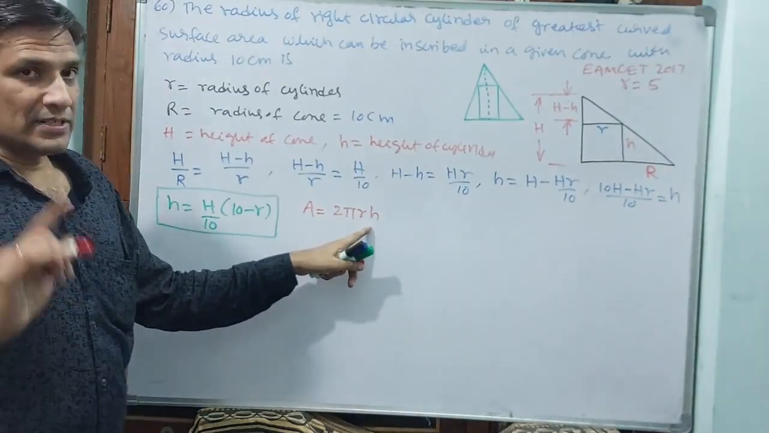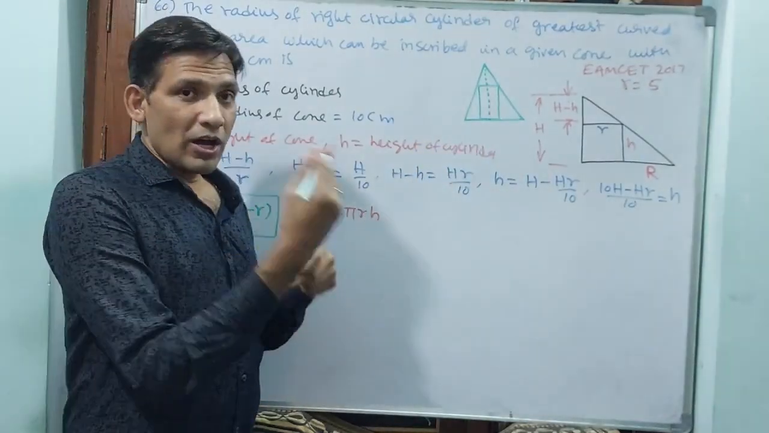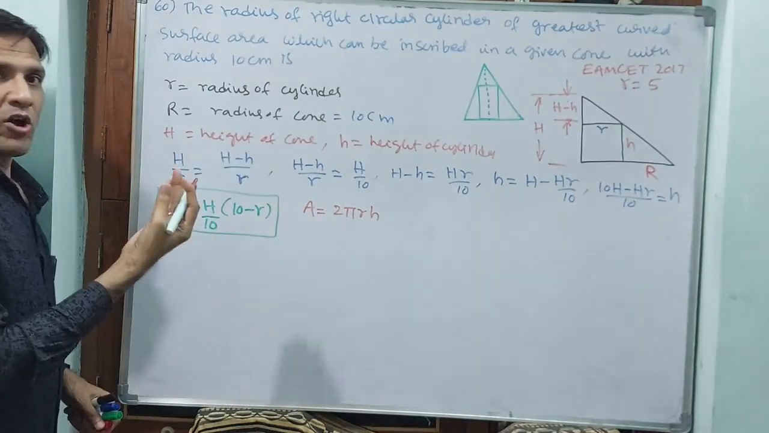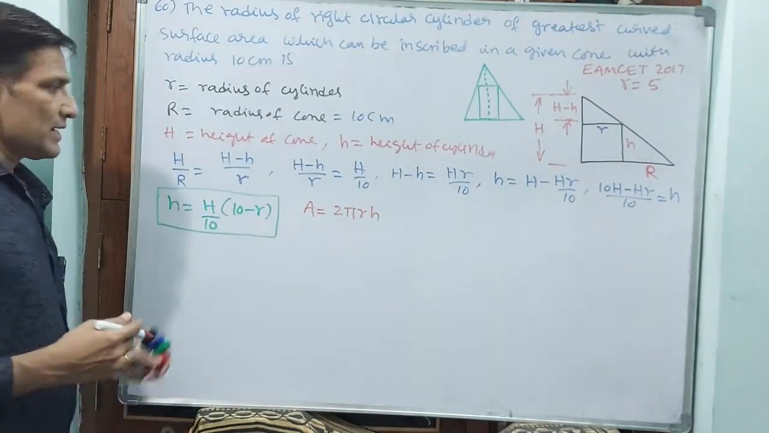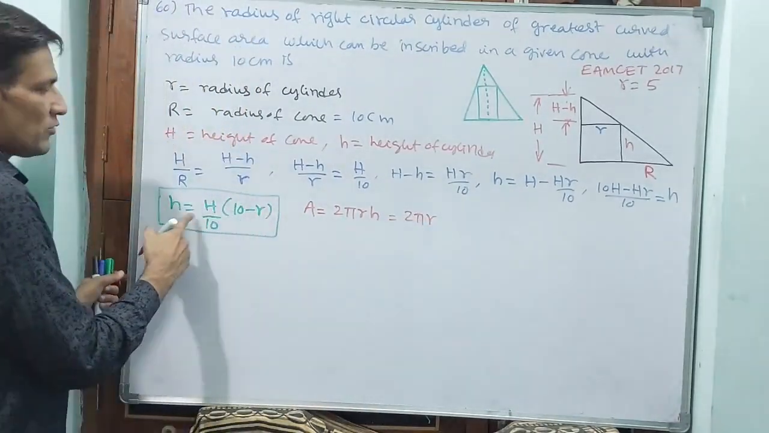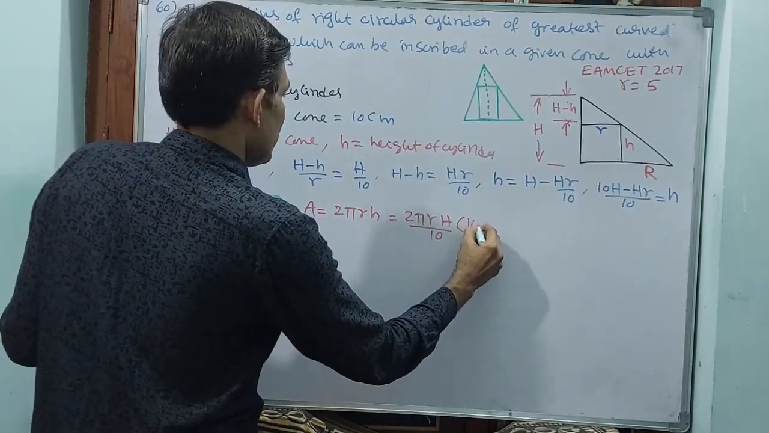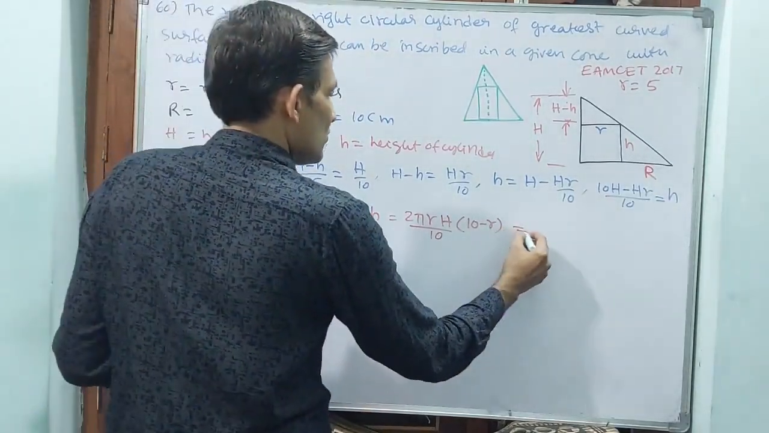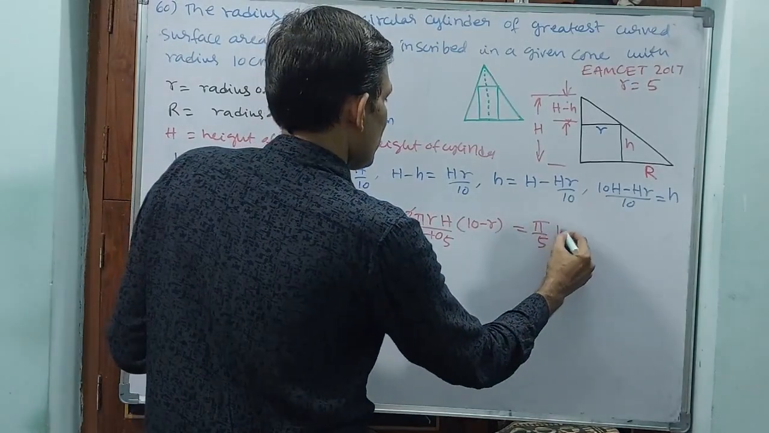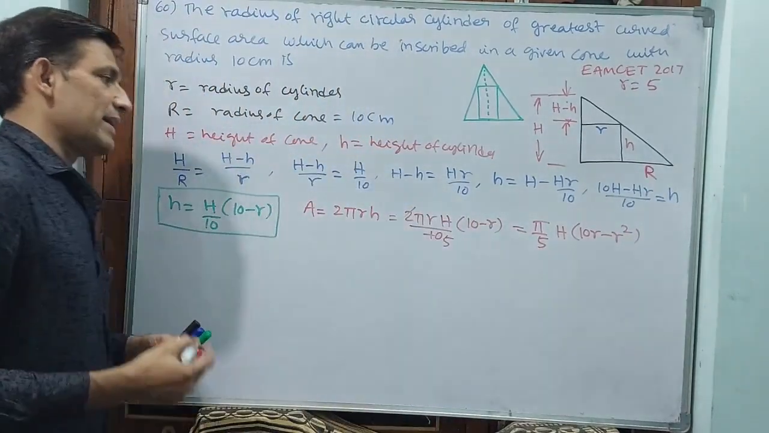H value we can substitute, that is not a problem. Why? Because H includes R. Curved surface area means 2 pi R you have to take and h you have to multiply. So that is equal to 2 pi R into the h value you substitute: H by 10 into 10 minus R. That is equal to 2 by 10, 5 times goes, pi H by 5 into 10R minus R square. Why? Because R I have sent inside.